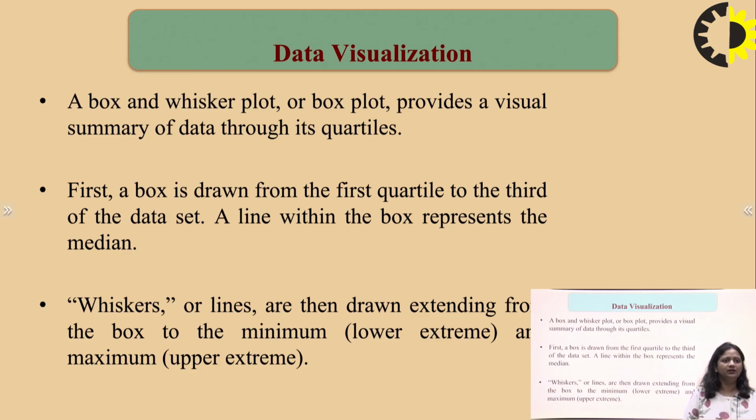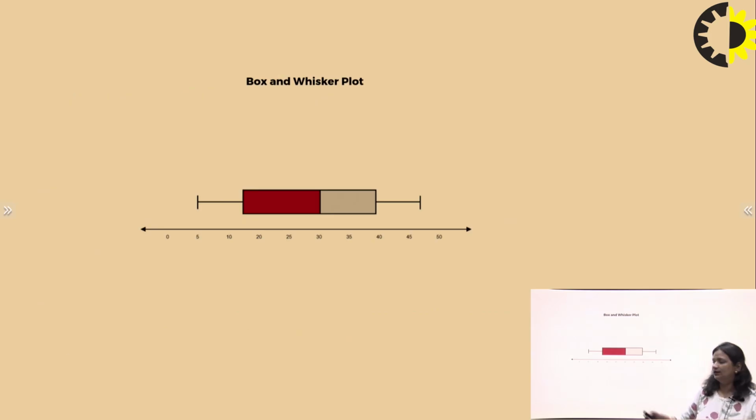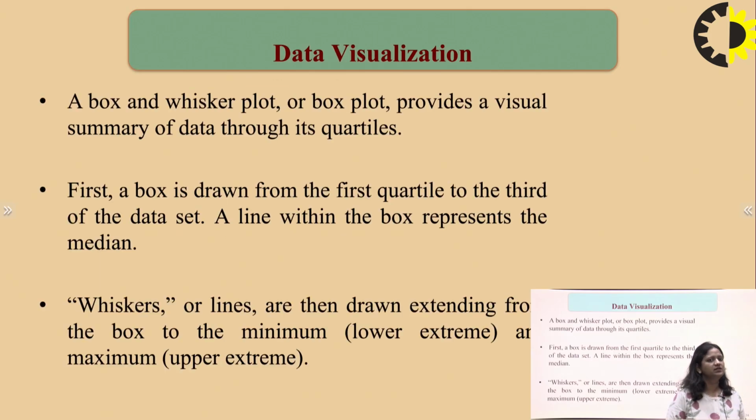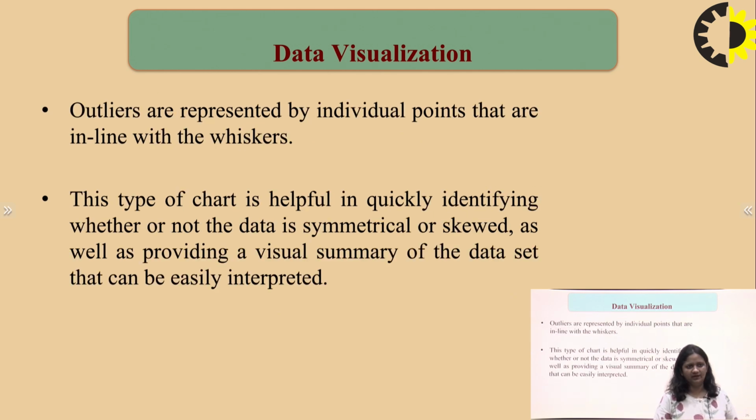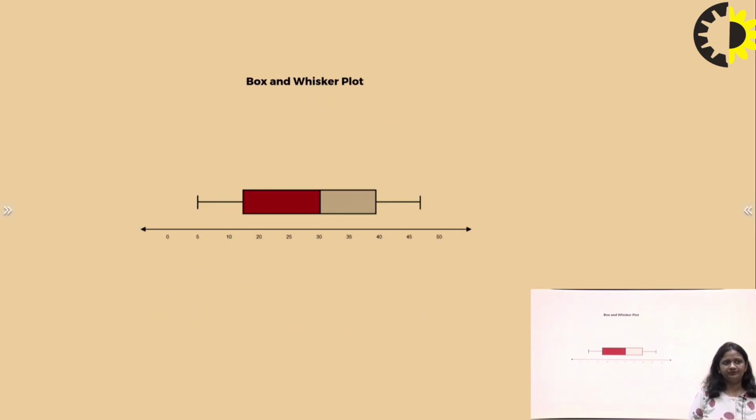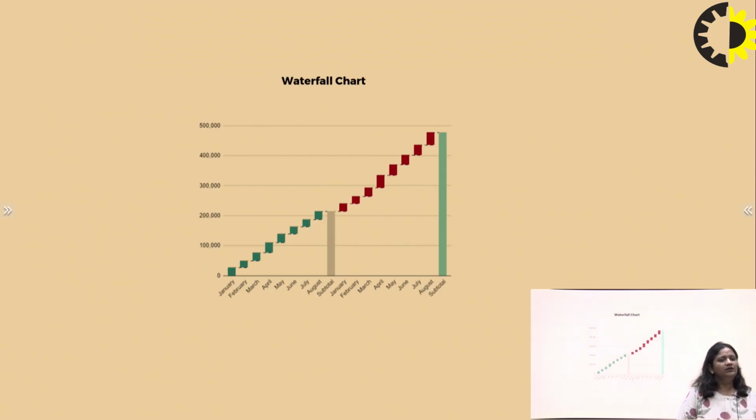A line within the box represents the median. Whiskers, or lines, are then drawn extending from the box to the minimum, or lower extreme, and to the higher extreme. Outliers are represented by individual points that are in line with the whiskers. These are the outliers.